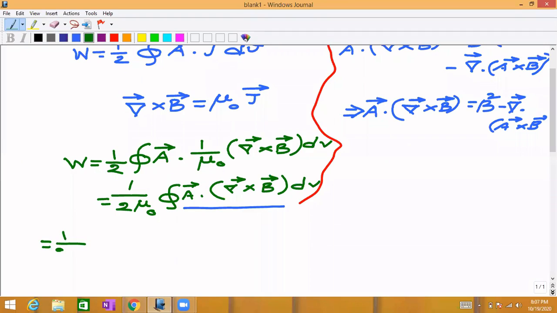So then this will be 1 by twice mu naught, closed integration B square dV, minus closed integration divergence of A cross B dV. We write the two integrations separately.